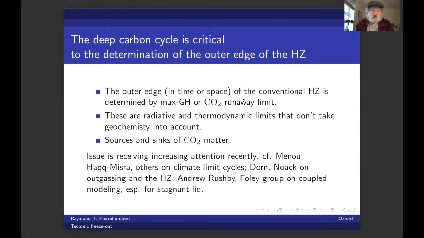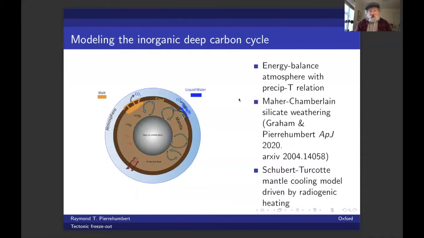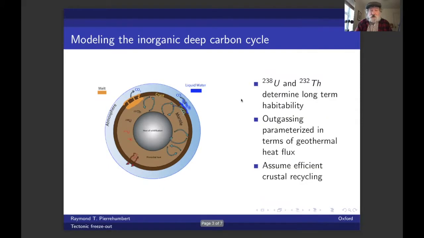So to complete the assessment of the outer edge of the habitable zone, it's necessary to look into the sources and sinks of carbon dioxide. The model that we employ couples a simple model of outgassing from the planetary interior to a silicate weathering model based on Meyer and Chamberlain, of the sort that R.J. Graham and I discussed in connection with the outer edge of the habitable zone. These are linked through an energy balanced atmosphere, which gives us the surface precipitation and temperature conditions.